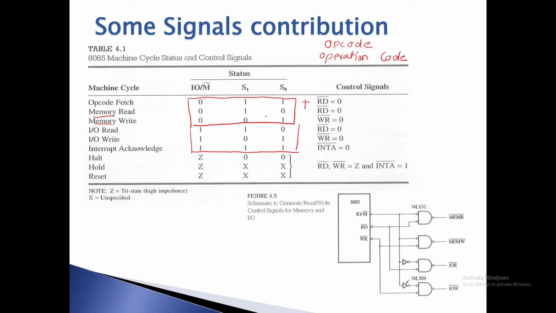Now, how are they working? Through this diagram, you can see IO/M bar is connected to all four of these along with the read and write signals. If IO/M bar is 0 and the read signal is 0, memory read will be operated. And if there is a write signal, then memory write will be operated. And if IO/M bar is 1, we can read the input-output devices, or we can even write into the input-output device.